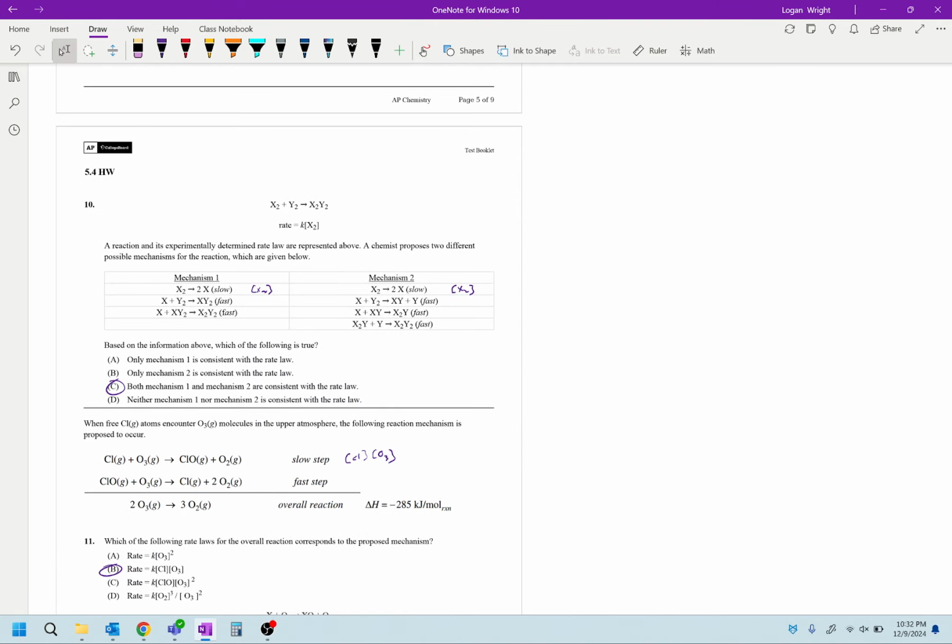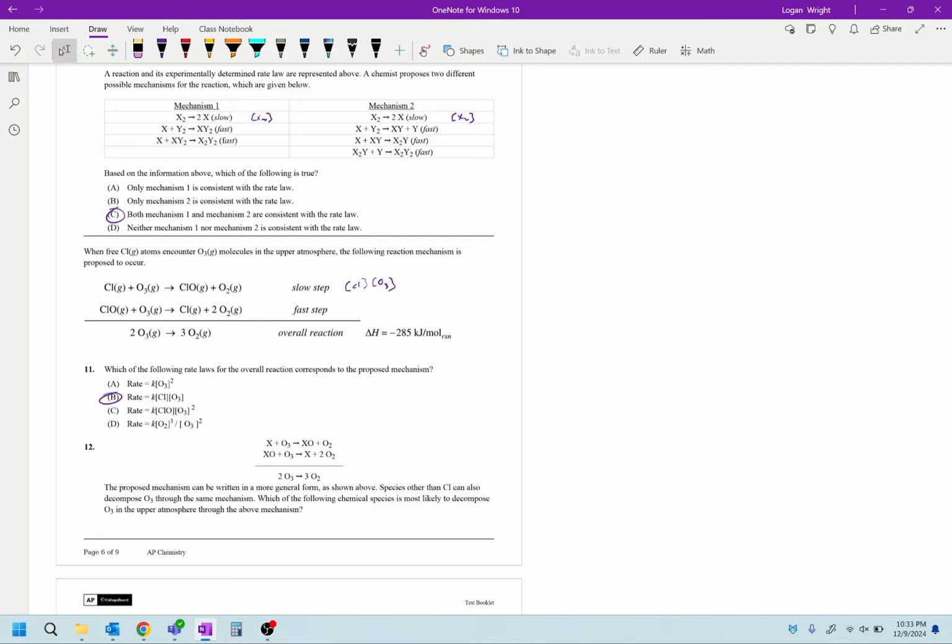10. A reaction is determined based on the information above, which of the following is true. So the rate law is just k times [X2]. So I look at the slow step, that one is k times [X2]. This one is also k times [X2]. So that means both of these possible mechanisms are going to be the same as far as rate.